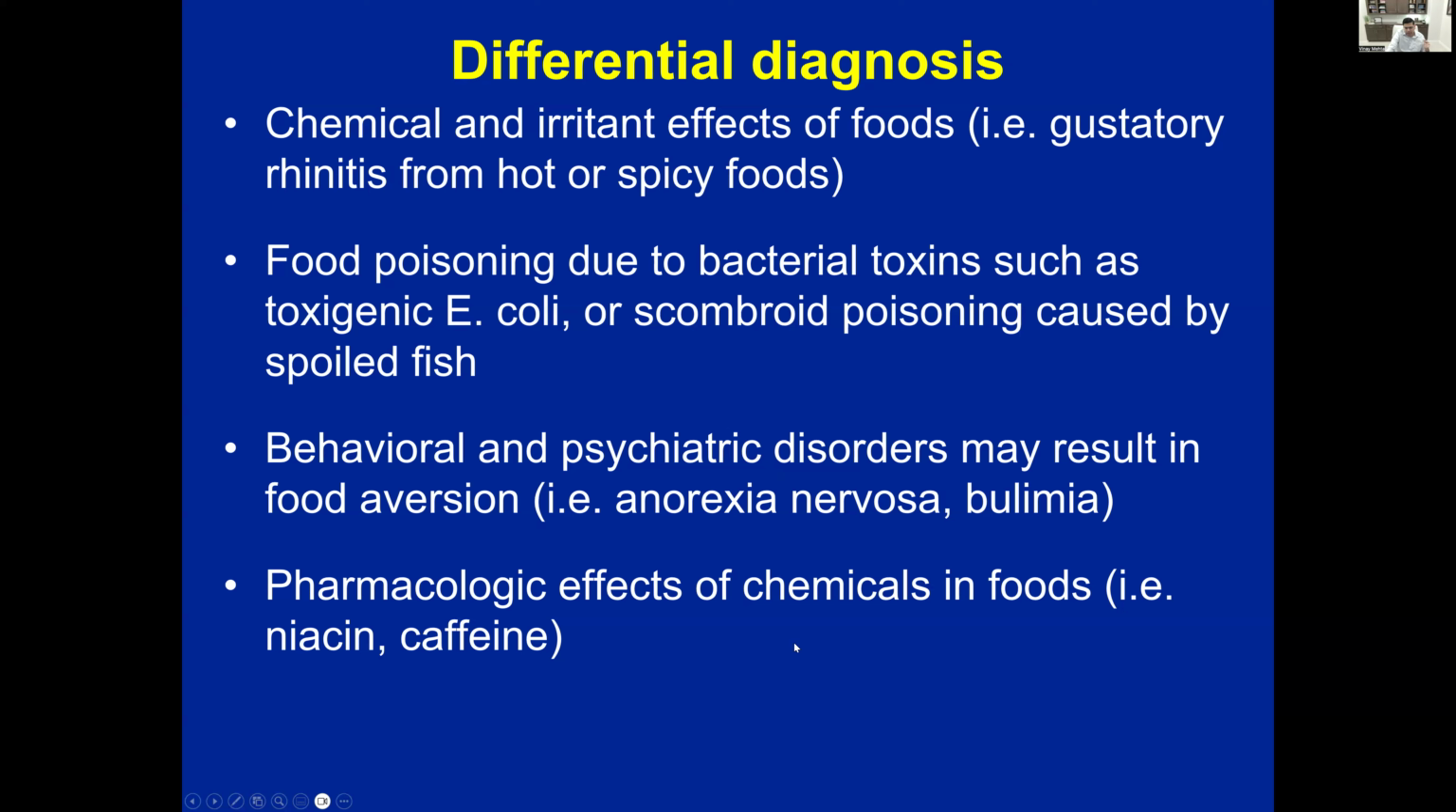Okay, and then we talked about pharmacological effects. Caffeine is a good one. Also niacin. A lot of times patients are taking a lot of multivitamins. And so niacin can cause flushing. And many foods also contain high levels of niacin. So these are things that you need to be aware of.